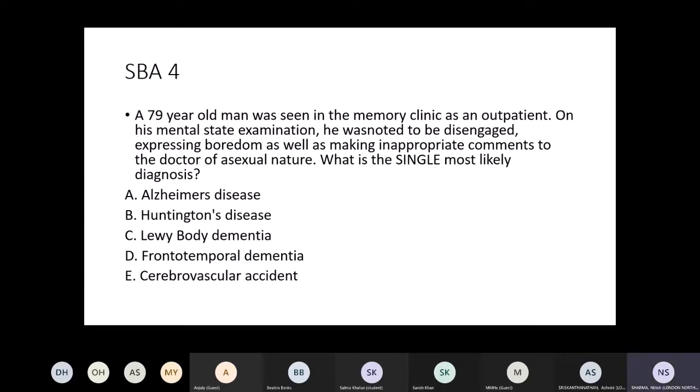So next SPA. A 70-year-old man was seen in memory clinic as an outpatient. On his mental state examination, he was noted to be disengaged, bored, as well as making inappropriate comments of a sexual nature to the doctor. What is the single most likely diagnosis here?